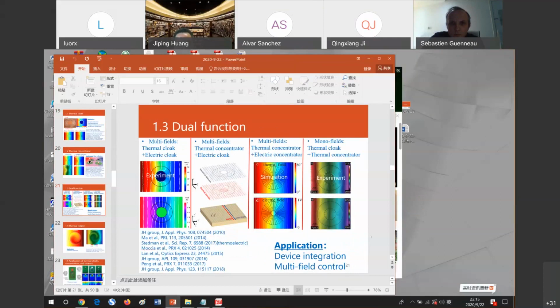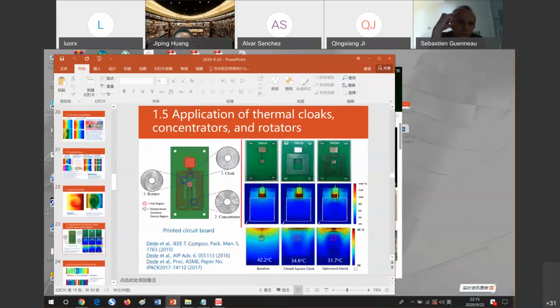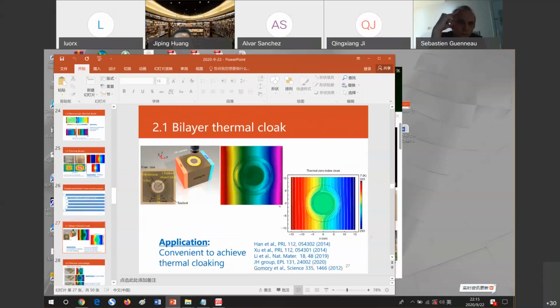Anyway, the idea was to use a bilayer cloak like you have done for thermal. And with these ideas, one can make a cloak in 3D exactly for a homogeneous applied field, and very good.